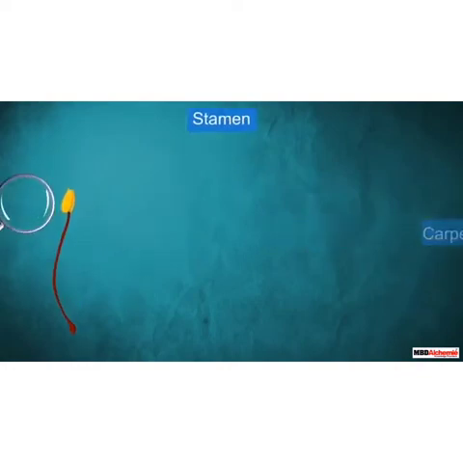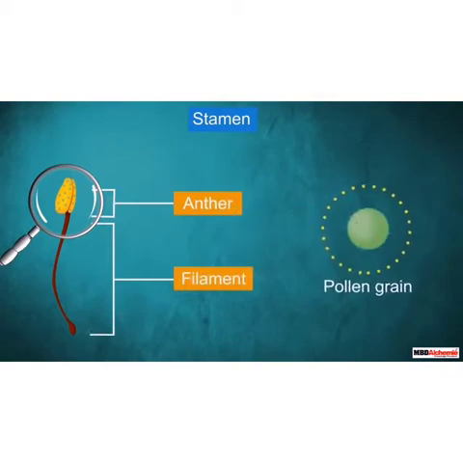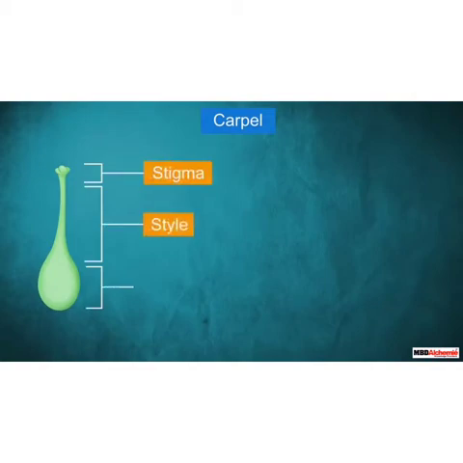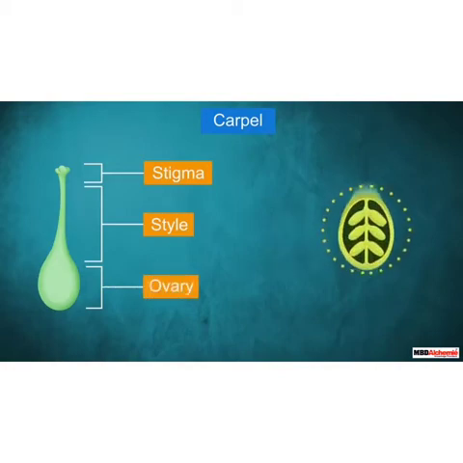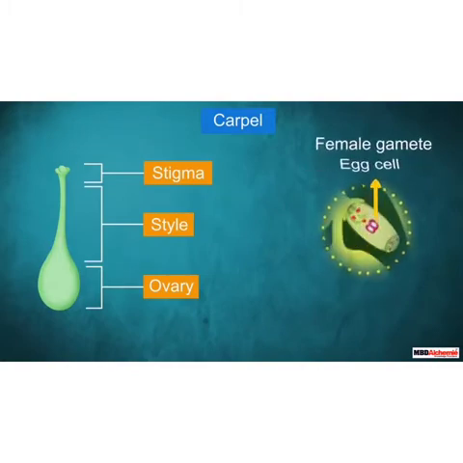Stamen and the carpel. Stamen consists of anther and filament. Anther has the male reproductive part, that is the pollen grains, which contain the male gametes, while the carpel has stigma, style, ovary and the ovule. Ovule has the female egg cell. These ovules' arrangement is exactly similar to that of the seed arrangement.